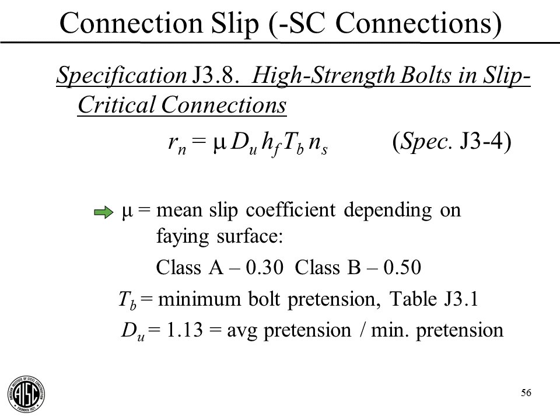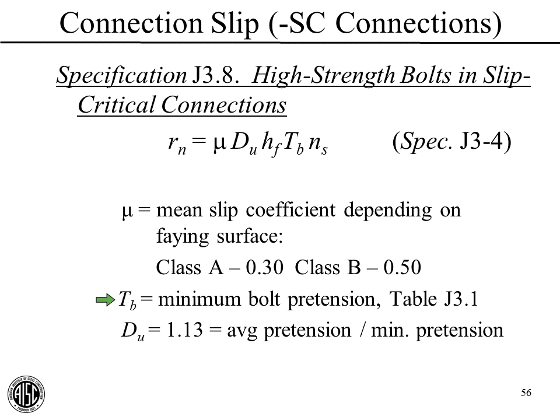Okay, mu is the mean slip coefficient. That's going to depend on the faying surface. Now, for Class A in the spec, it's 0.3. For Class B, it's 0.5. So it's a pretty good size increase between there. Class A is just clean mill scale, and Class B requires some preparation.